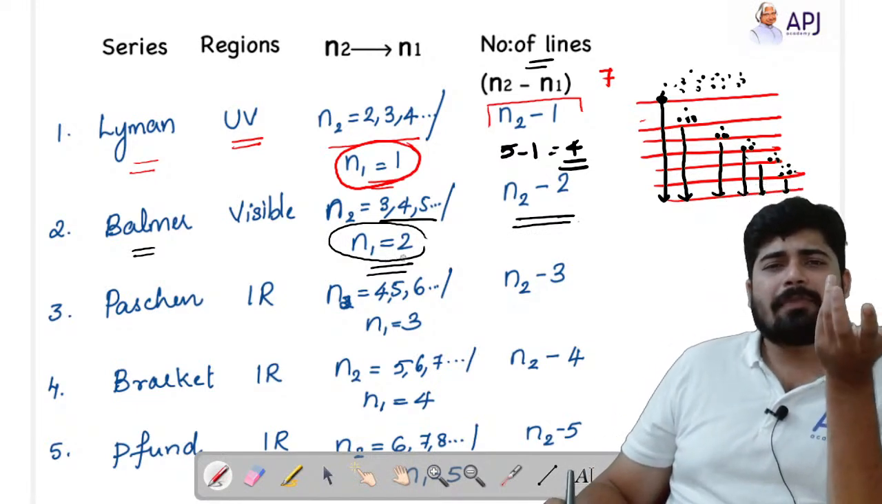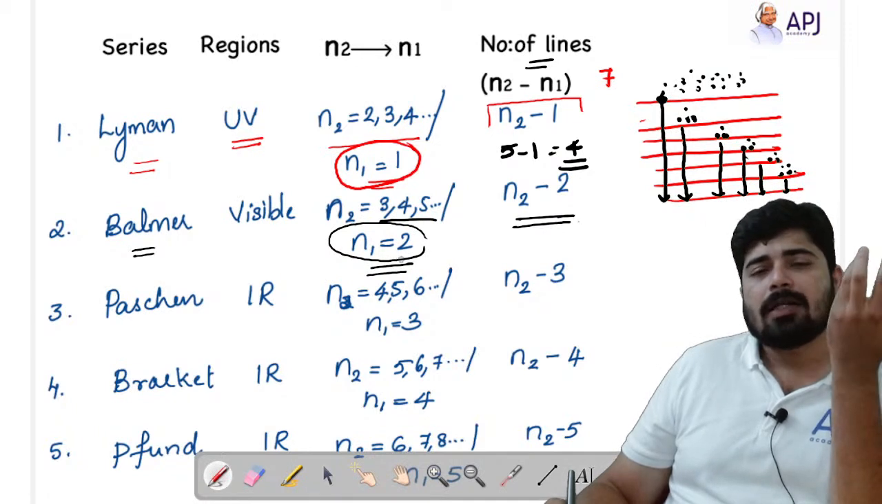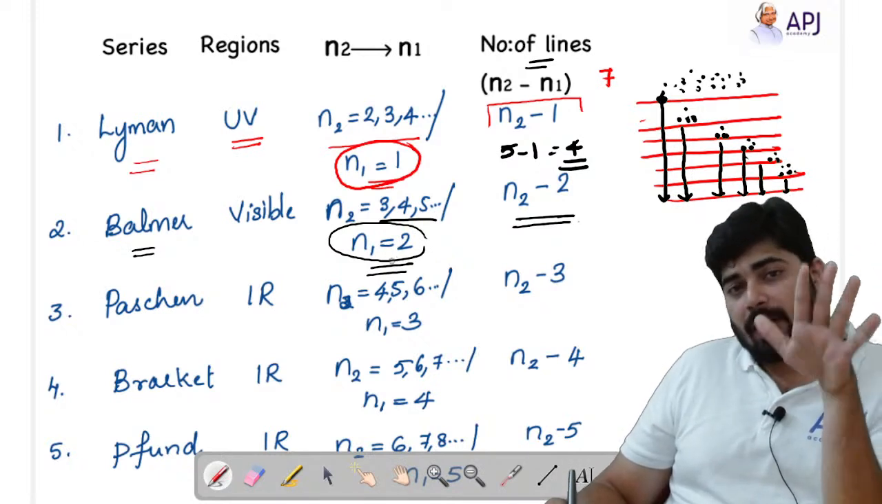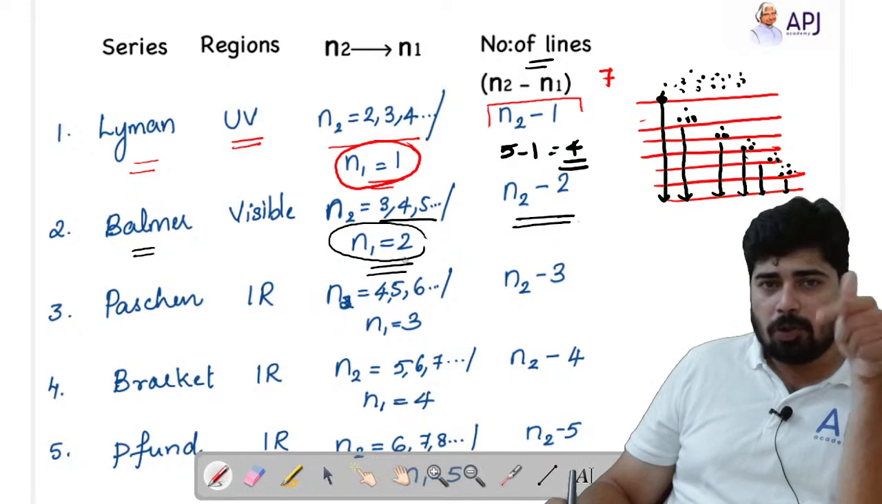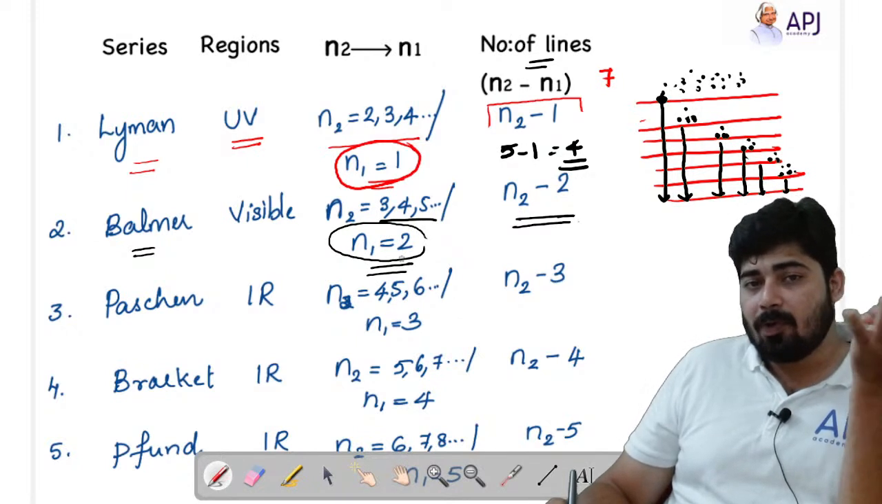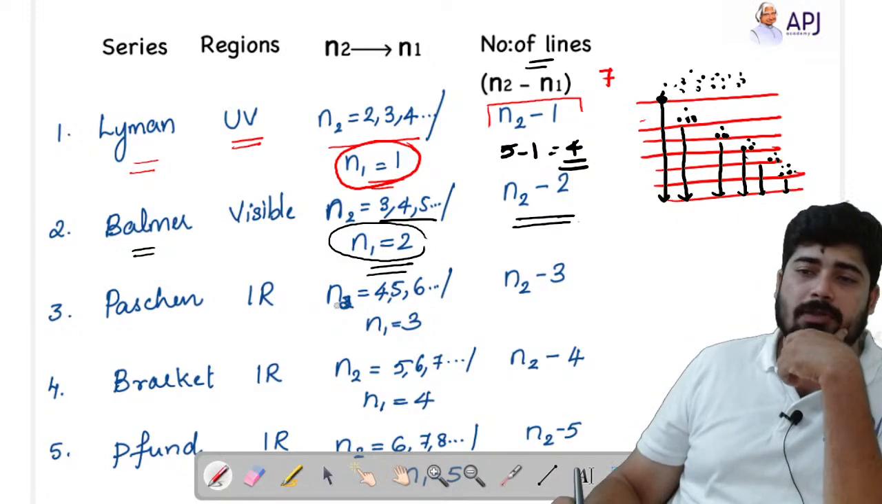It can only have a maximum of 5 lines, right? Because the maximum value of N2 can be 7. So if it jumps from 7 to 2, then we can have 5 spectral lines. 7 to 2, one line, 6 to 2, another line, 5 to 2, another line, 4 to 2, another line, 3 to 2, another line. So 5 lines can be possible.